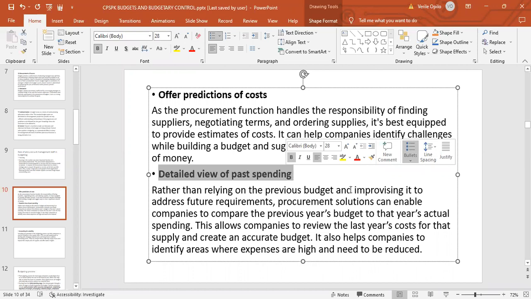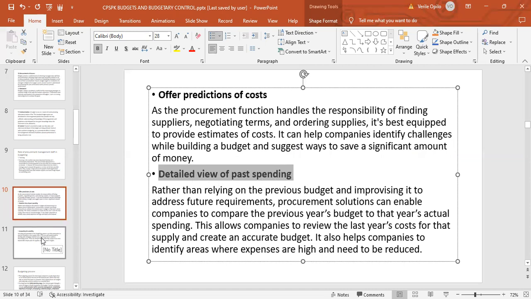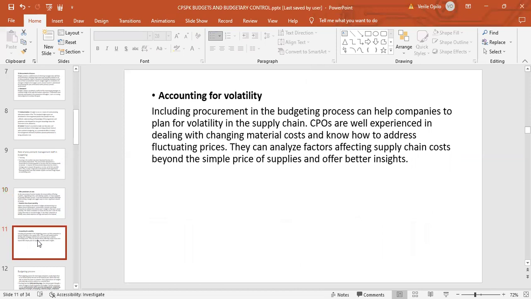So instead of relying on previous budgets to develop this year's budgets, the procurement department is going to provide you with exact details of how much cost they've been able to incur in the current year. Then you adjust those current year's prices to create the next year's budget. So they help to provide a detailed view of the past spending, so that using those details, you can prepare the next budget, which is going to be more accurate and more reflective of what is going on in the industry.